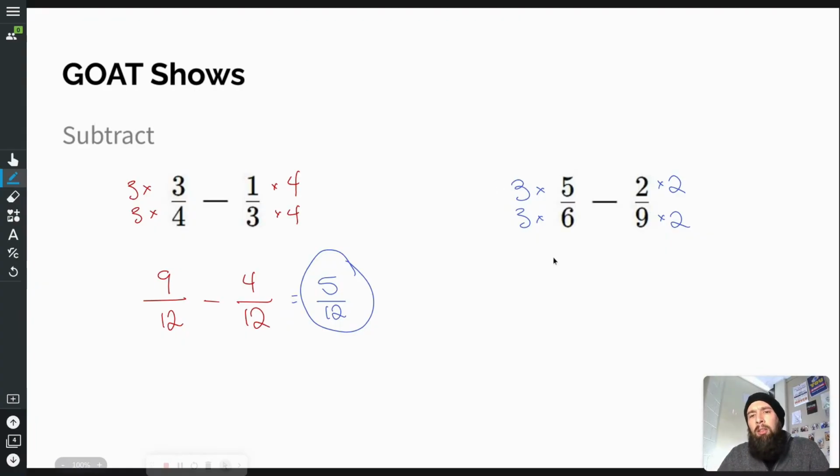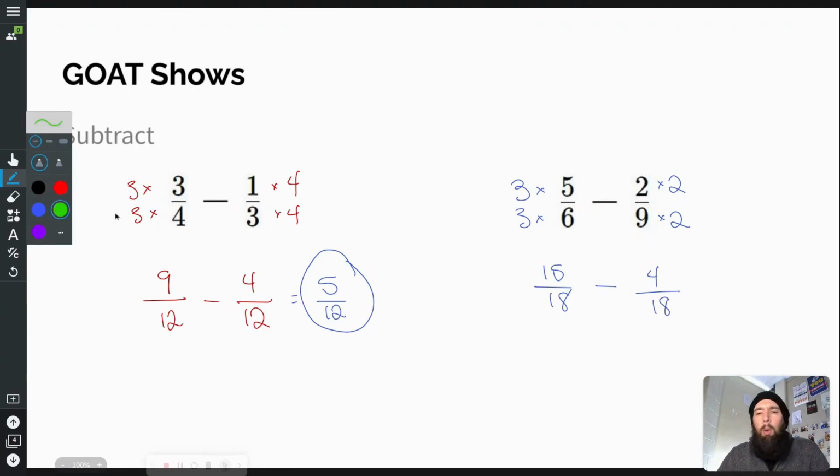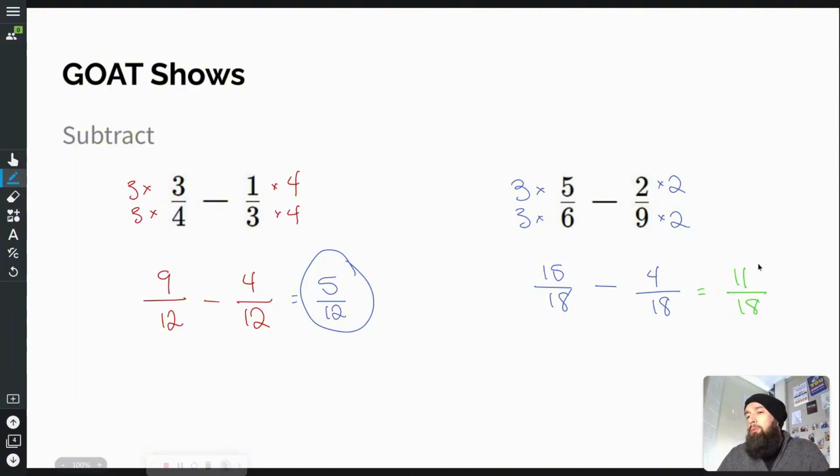That gets me fractions of 3 times 5 is 15, 3 times 6 is 18, minus in the middle, 2 times 2 is 4, 9 times 2 is 18. And then that leaves me with 15 minus 4, which is 11. Keep the denominator 18. Do those simplify? Nope. Is that bigger than 1? Nope. So we're done.